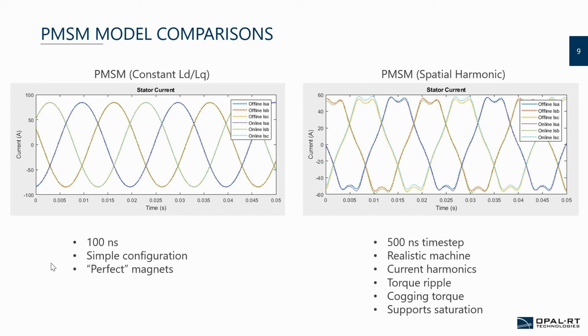So you may also be asking why someone might choose the lower fidelity constant LDLQ model. Well, a lot of customers like to be able to start with the lower fidelity model since it's easier to configure and stabilize. Then, if they want, they'll migrate to the Spatial Harmonic model when they feel comfortable with the controller's performance and have the necessary modeling files from JMAG or ANSYS.